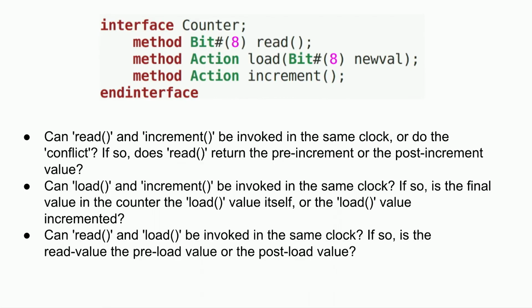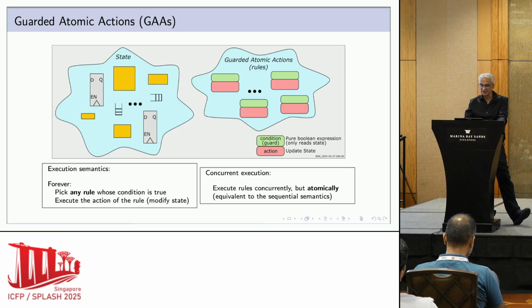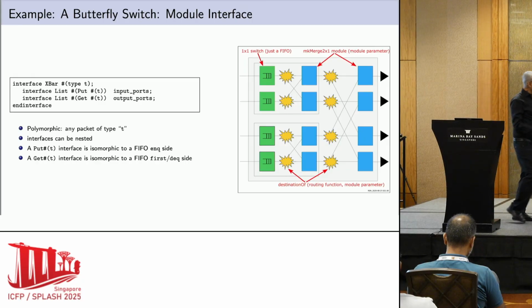All these ordering questions are made precise by the serialization of atomic transactions, which fixes ordering on the methods. Without more information, the compiler will choose an ordering that's guaranteed to be functionally correct, so no race conditions, and it will inform the user of the order chosen. Or the Bluespec user, through annotations, can specify any desired static ordering and conflict semantics. Of course, you could do complicated things as well.